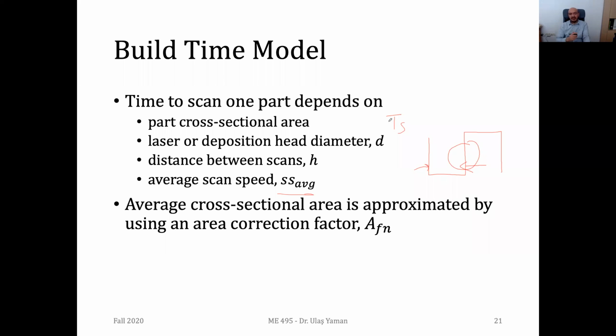To make it simpler, we will have a parameter for an average cross-sectional area, and it will change with respect to the part. But for a specific part, let's say all the slices have an average cross-section area of, for instance, 75 millimeter square. And this will not change between the layers. That will be an approximate value, and we will be using it in our build time estimation. You may obtain this average cross-section area by multiplying the size of your bounding box in X and Y, and then this correction factor.